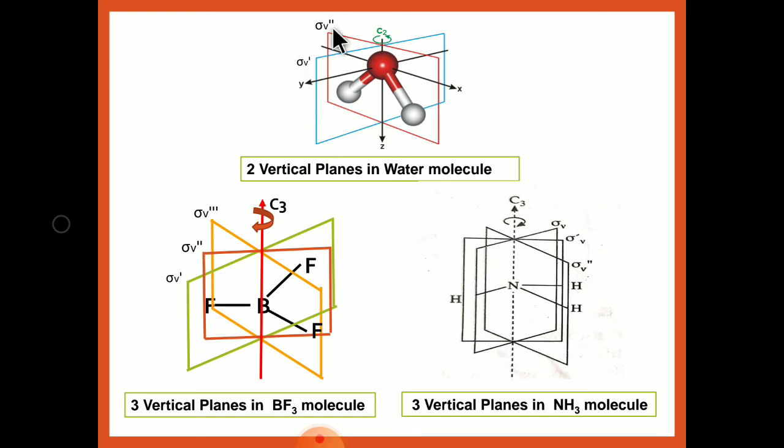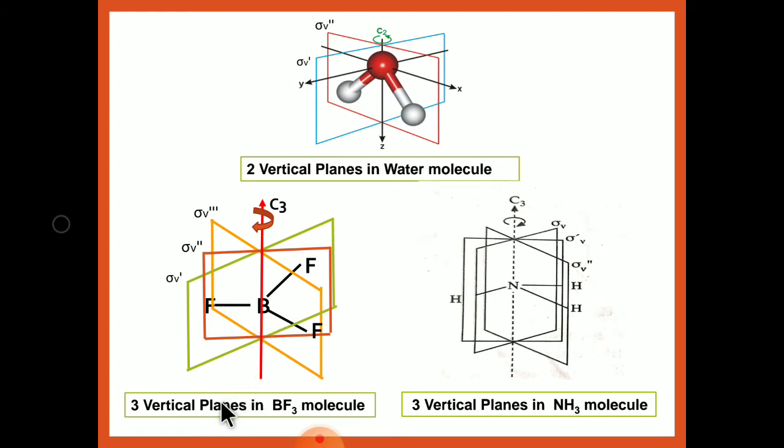Another is sigma V double dash. This plane is passing through HOH. So the three atoms of the H2O molecule are bisected into two equal halves, the plane is passing through the three atoms, and these three atoms reflect in a mirror in an equivalent manner. Therefore we can say that this molecule possesses the sigma V double dash vertical plane. So in this way the molecule of H2O possesses two vertical planes.